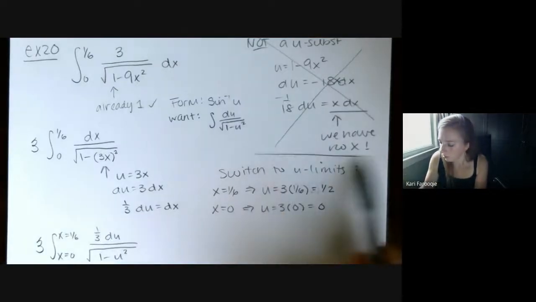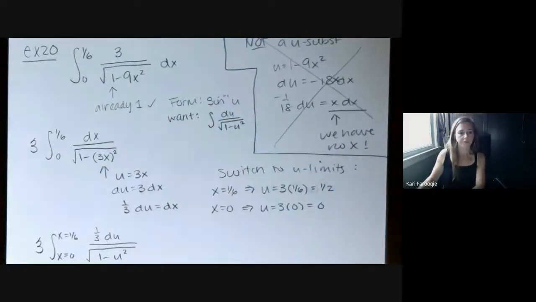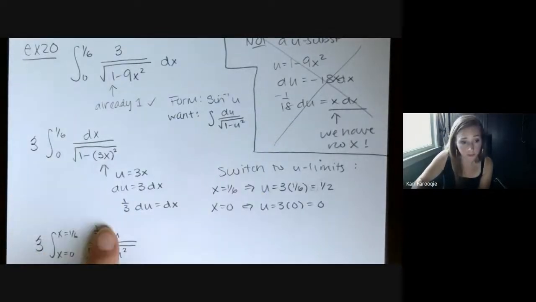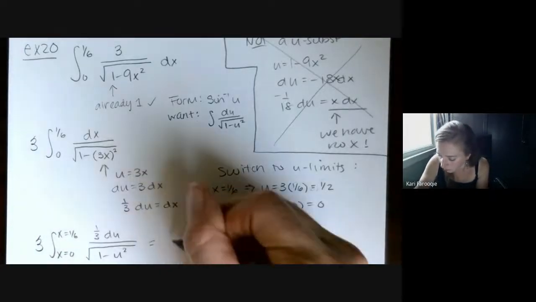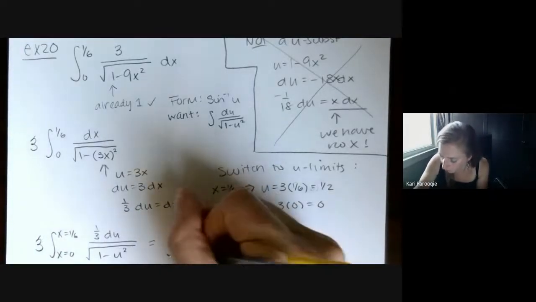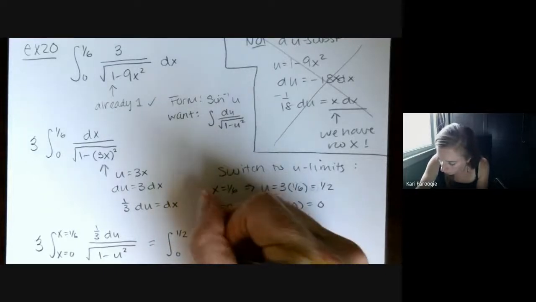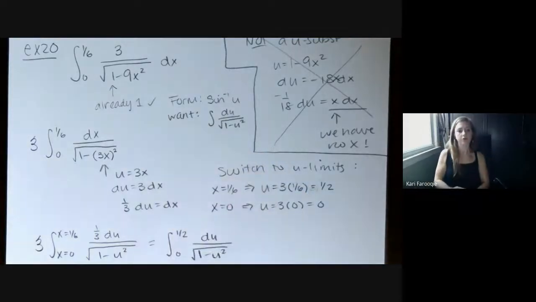I'm going to even box this off just because there's a lot going on here. All right, so now I can rewrite this. By the way, the 3 and the 1/3 are going to cancel. So I'm just going to have the integral from 0 to 1/2 of du divided by the square root of 1 minus u squared.